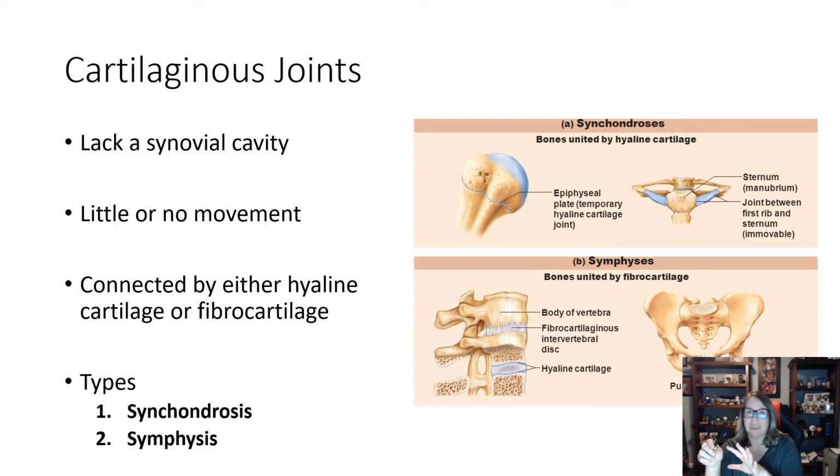Cartilaginous joints are pretty easy because they're made of cartilage, and we're actually only going to be using two different types of cartilage. We'll either use hyaline or we're going to use fibrocartilage. Now, one of the issues with cartilaginous joints is one of the types. We call it a synchondrosis.